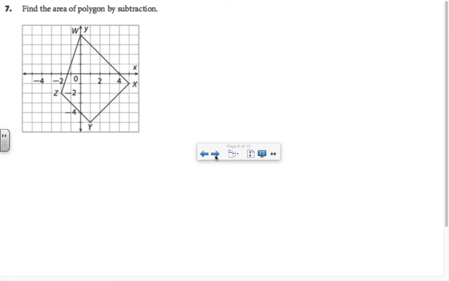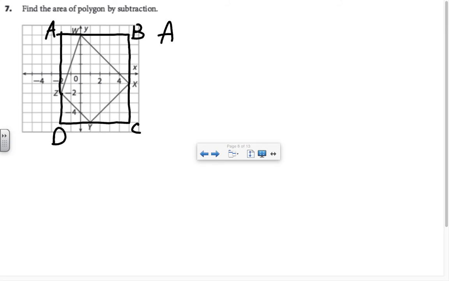This is the method that I was talking about earlier, finding the area of a figure by subtraction. In order to subtract something, I must have the area of something bigger. So what they're wanting you to do is enclose the given shape in a larger rectangle, because rectangles are easy to find the area of. Let's call this rectangle ABCD.